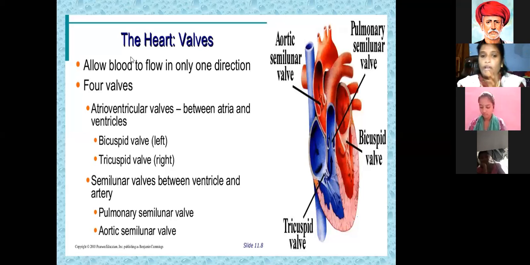That means it maintains only one direction. It maintains the flow of blood in only one direction, from all parts of the body to the heart and from the heart to all parts of the body. Again, the four valves are the bicuspid valve, tricuspid valve, pulmonary semilunar valve, and aortic semilunar valve.